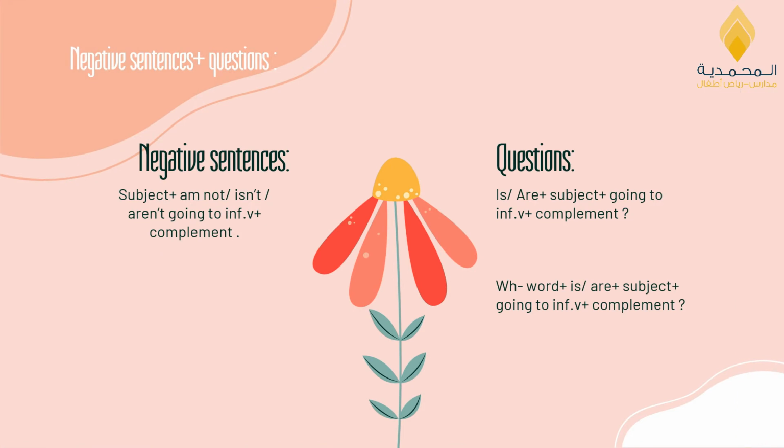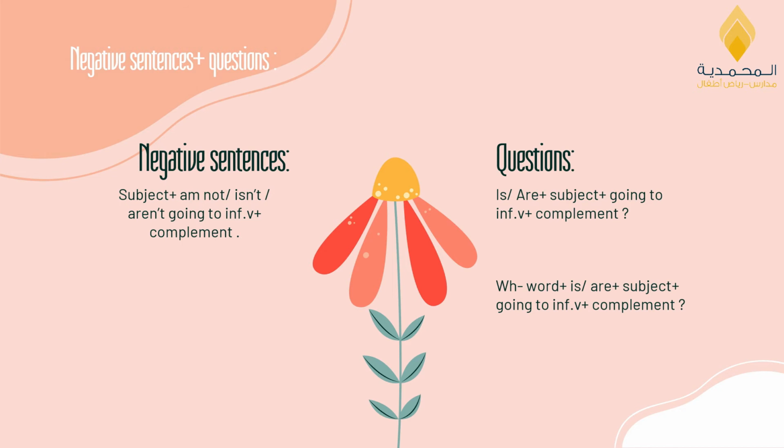Moving to negative sentences and the questions. As we always said, negative sentences means that we are going to add not to the sentence. So the structure of a negative sentence using be going to is subject, am not, isn't or aren't, going to, followed by the infinitive form of the verb, the base form, and the complement.